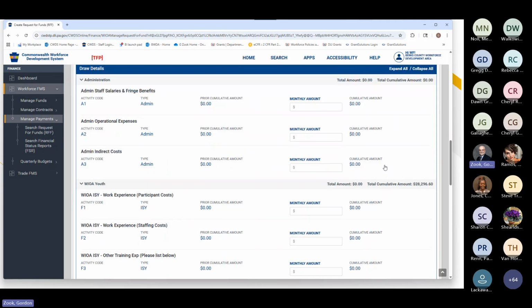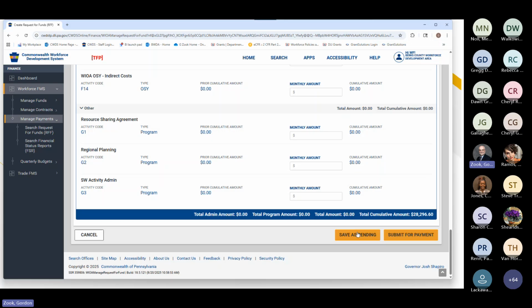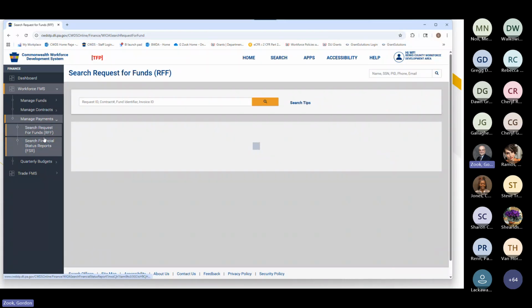Once you've entered your information, you can save as pending. If you save as pending, that keeps it in your system, and you can either have someone else review it before it's submitted, or you can go back in and make changes if you need to before you submit it. But that will not send it to CWDS for processing. In order for that to happen, you need to submit it for payment. So if you save it as pending, you go in and edit it, and then when everything is clean, hit submit for payment.